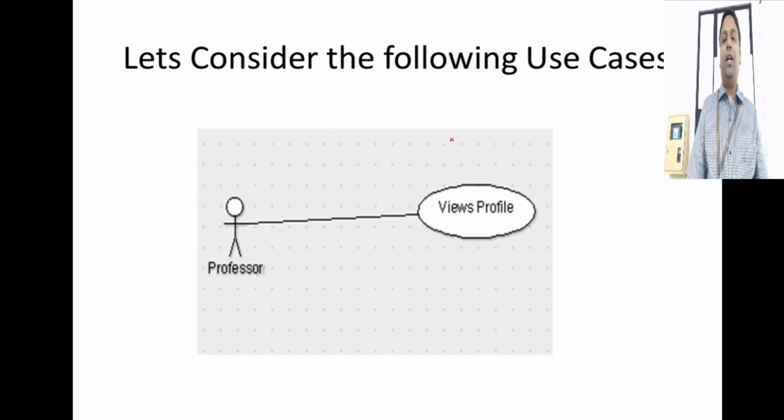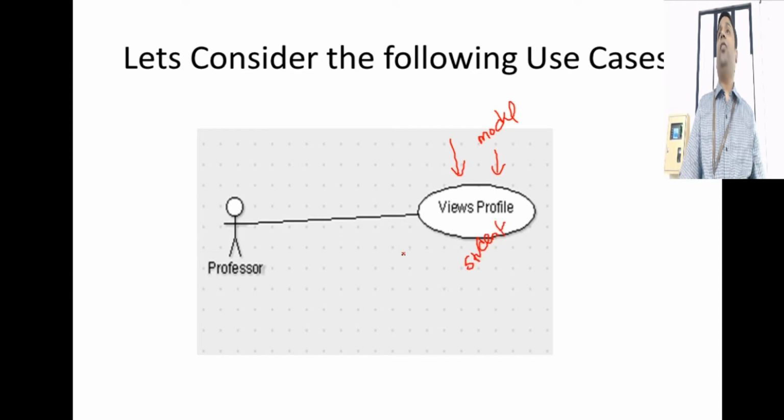Sequence modeling is done for a use case. So you come out with one model for a scenario or for a use case. So if you have 4 or 5 use cases, you'll have 5 different models. So you take up this scenario. Professor views profile of a student. As a professor, he can view profile of any student, right? So we are going to go and model this.